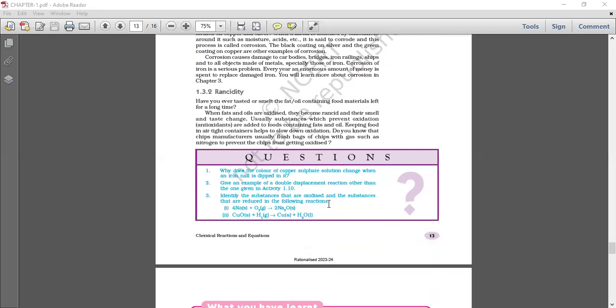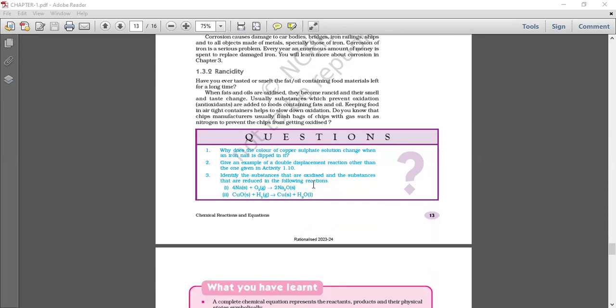Okay, so these are the question and answers. Now I think this chapter is completed. Only a few questions and answers are given on this page. Briefly explain why the color of the copper sulfate changes when an iron nail is dipped into it. Okay, please note down the answer.